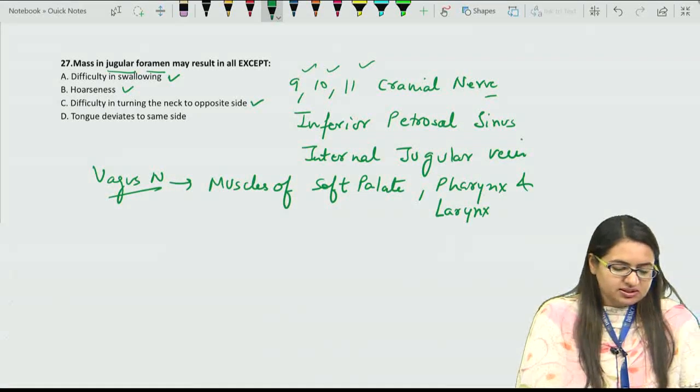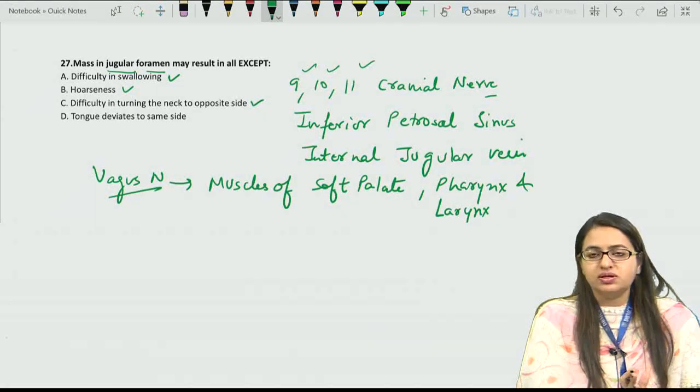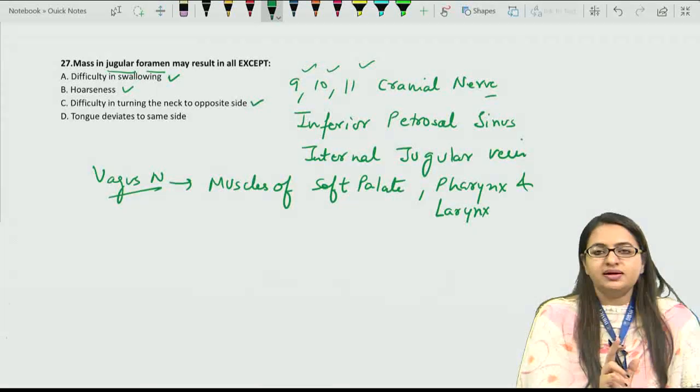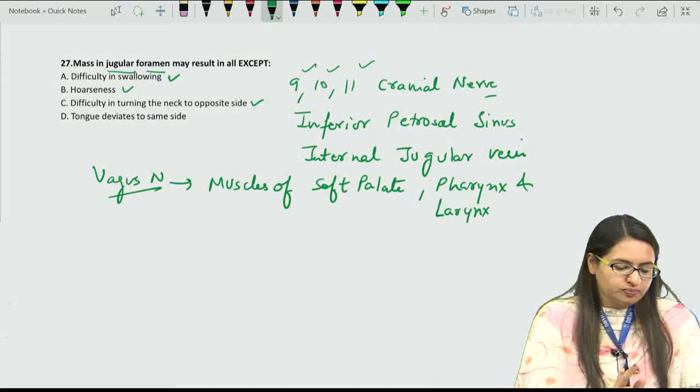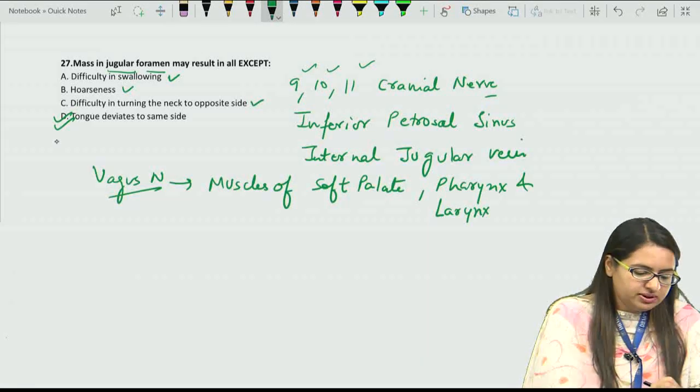Now the D option says the tongue deviates to the same side. This happens when the hypoglossal nerve is involved, and the hypoglossal nerve passes through a different foramen, the hypoglossal canal, and not through this. So the answer for this question will be D.